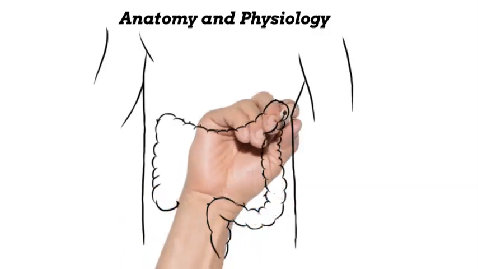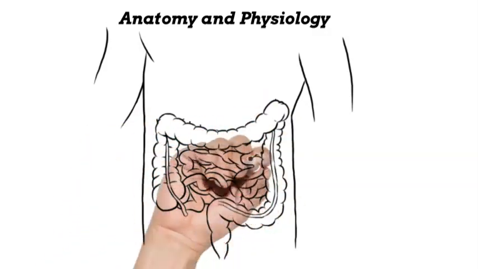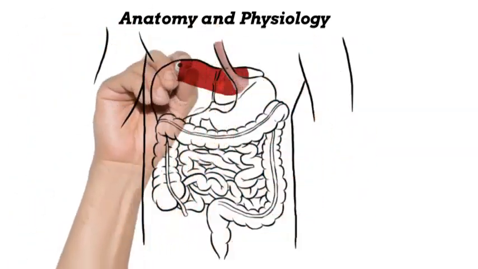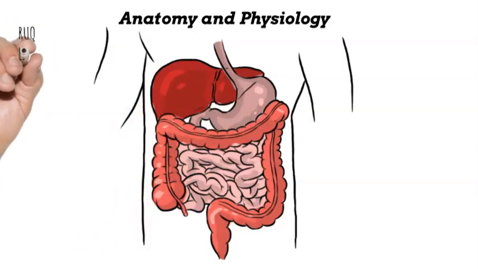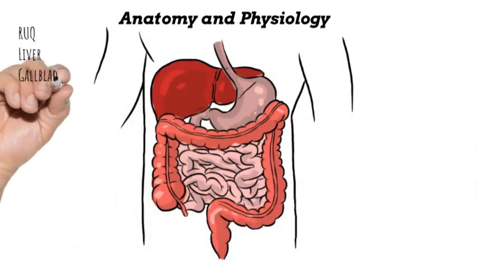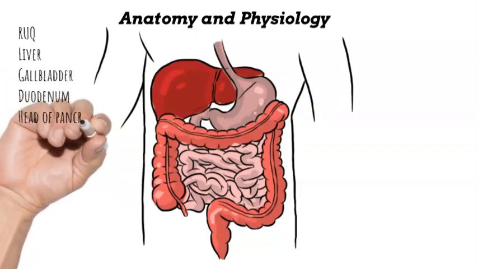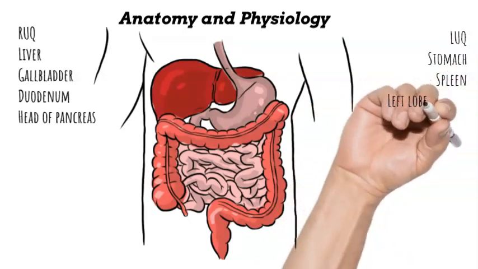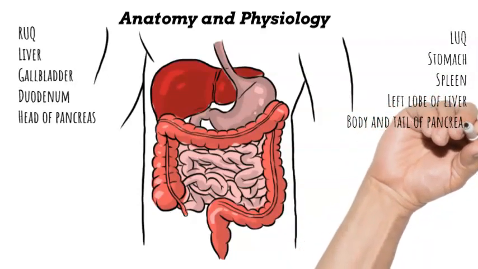The abdomen is divided into 4 quadrants: the right upper quadrant, left upper quadrant, right lower quadrant, and left lower quadrant. The right upper quadrant contains the liver, gallbladder, and part of the small intestine. The left upper quadrant contains the stomach, spleen, and part of the small intestine. The right lower quadrant contains the appendix, cecum, and part of the small intestine. The left lower quadrant contains the sigmoid colon and part of the small intestine.